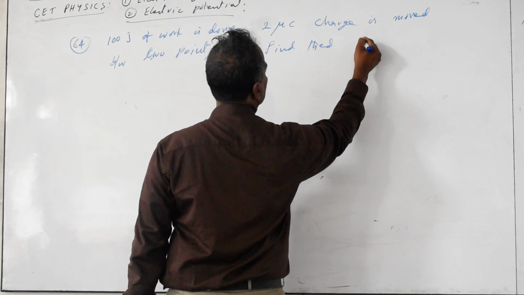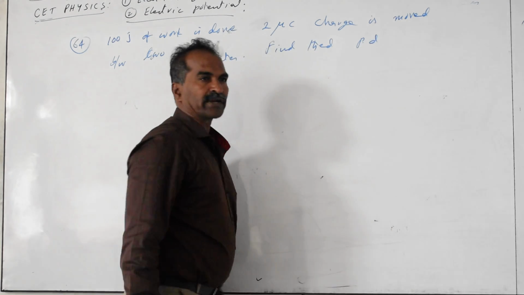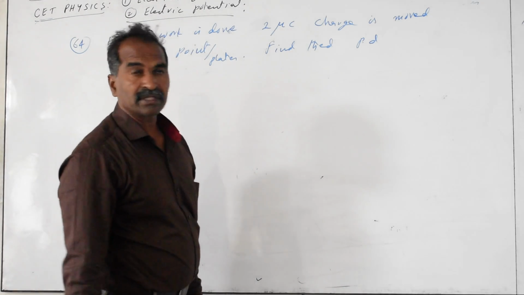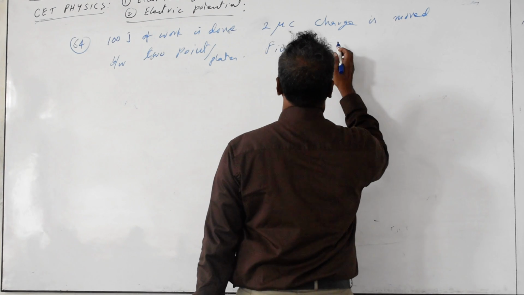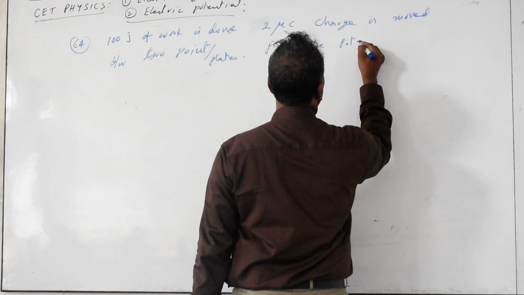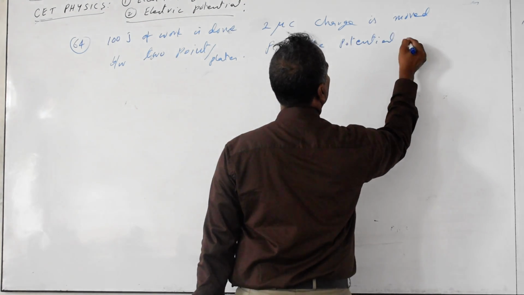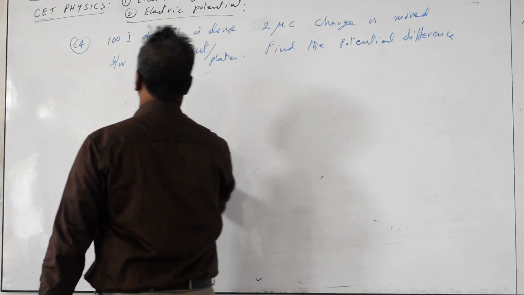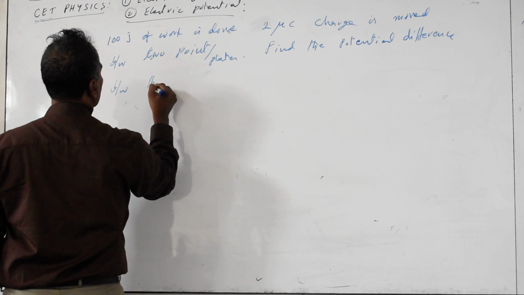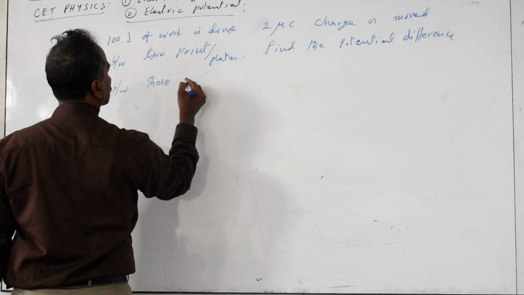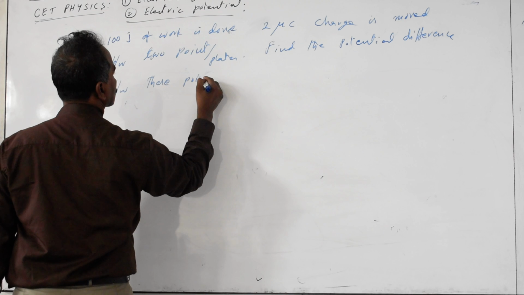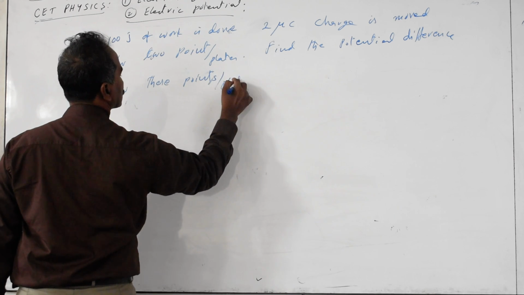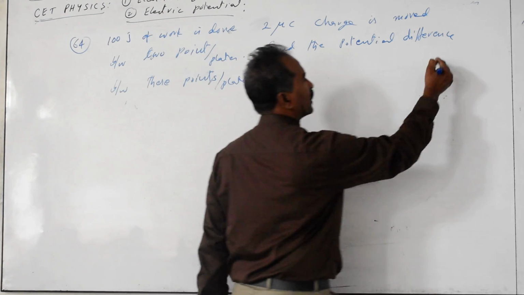Find the potential difference. Sometimes we give only PD, and in the exam they may also give PD. PD indicates potential difference. Find the potential difference between these points, or if you take plates, between the 2 plates.